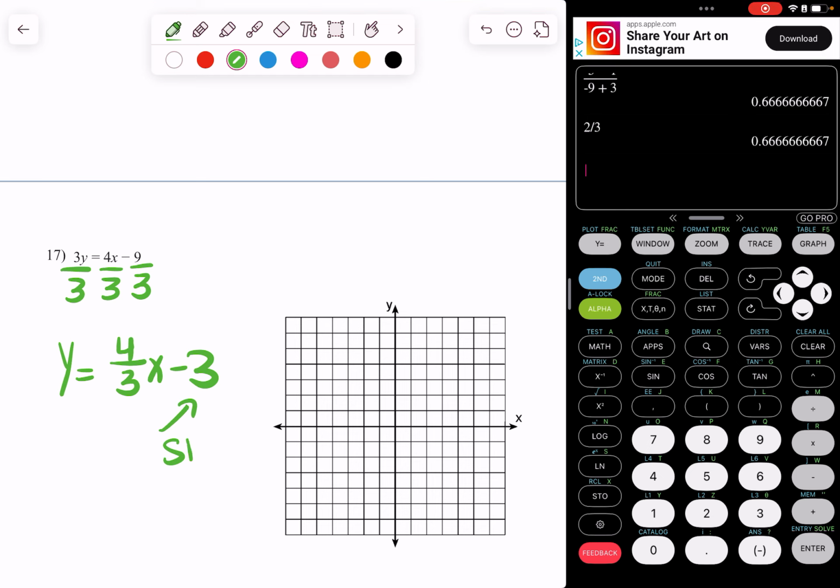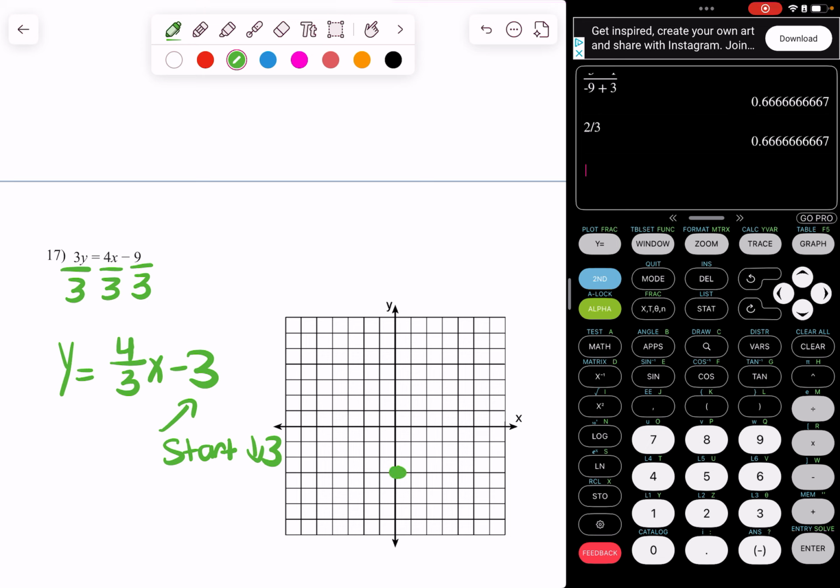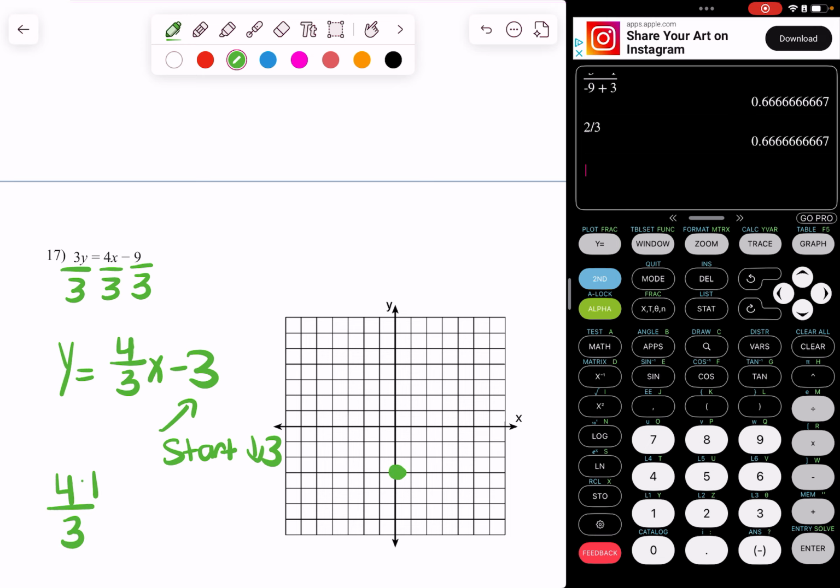So we start with this negative 3, which means we are going to go down 3 for our first point. Then we have 4 over 3. Our rise is 4, meaning we go up 4 and to the right 3. 1, 2, 3, 4, 1, 2, 3. When we can't go up and to the right, we're going to try going down 4 and to the left 3, and we'll only be able to do that once. We are now going to connect the points and put some arrows.